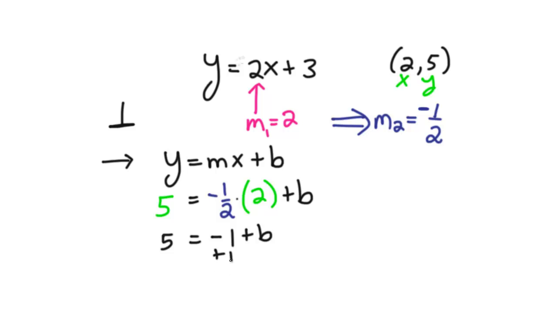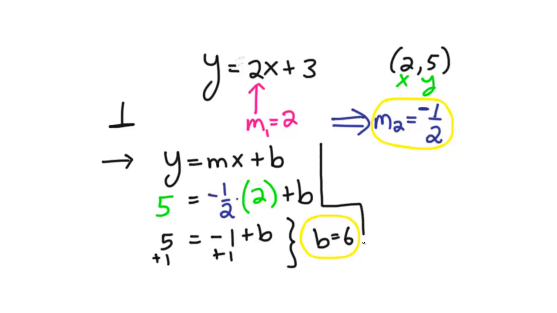If you add 1 to both sides, you get b equal to 6. So b is equal to 6 and the slope is negative 1/2, so let's circle those. We have these two important numbers here: the slope, which is negative 1/2, and the y-intercept, which is 6. Now we can write out the equation that we want. We get y is equal to negative 1/2 x plus 6.